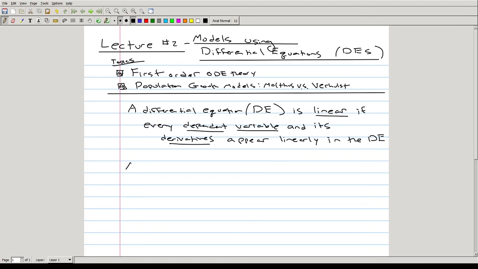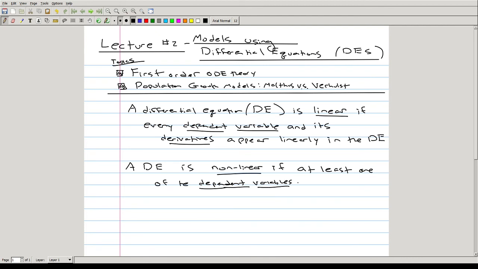And likewise, a differential equation is nonlinear if this does not happen. So if at least one dependent variable or its derivatives appear nonlinearly in the differential equation.